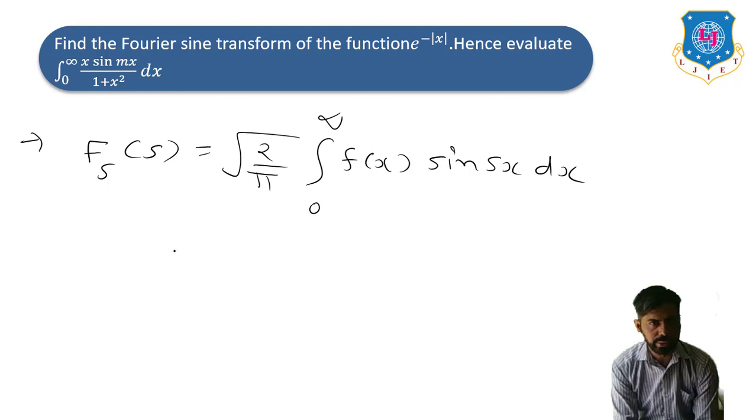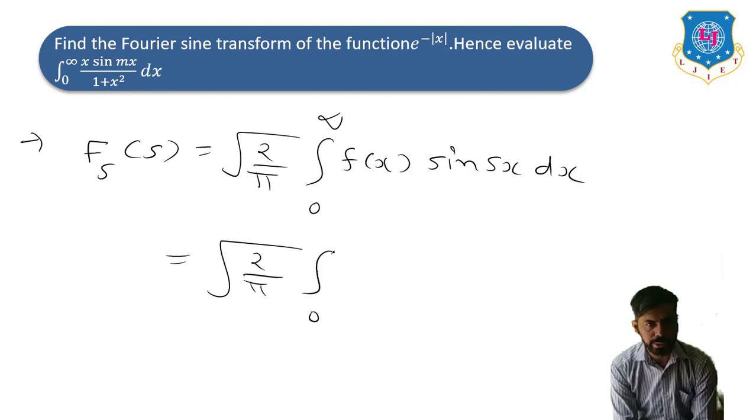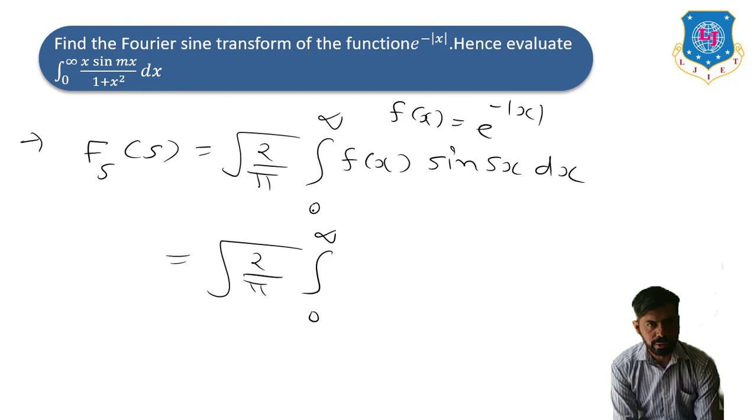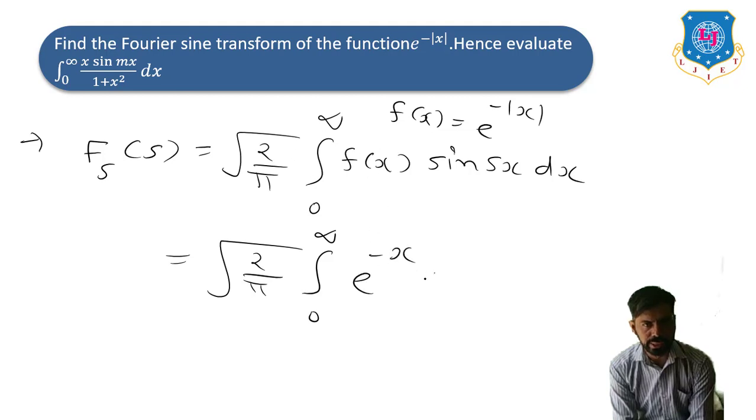So here this will be square root 2 by pi integration 0 to infinity, and here the function f of x is e raised to minus mod x, but for the limit 0 to infinity mod x will be x because here x is positive. So f of x will be e raised to minus x sine sx dx.